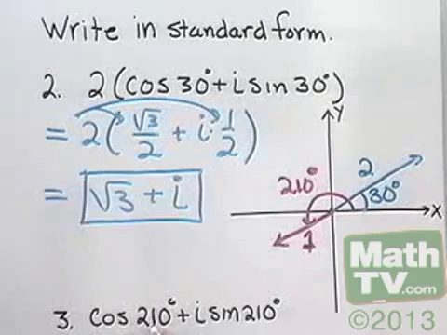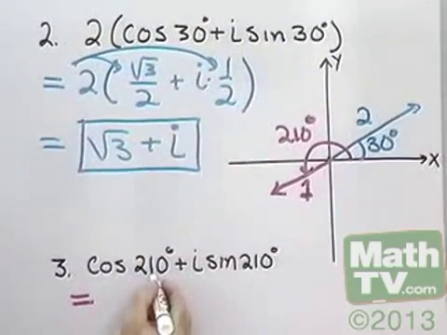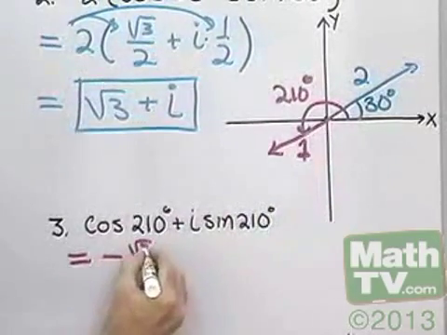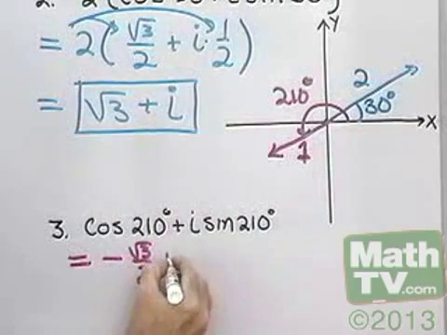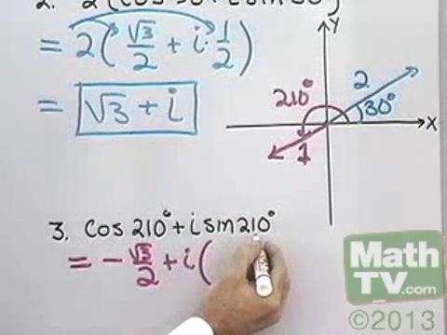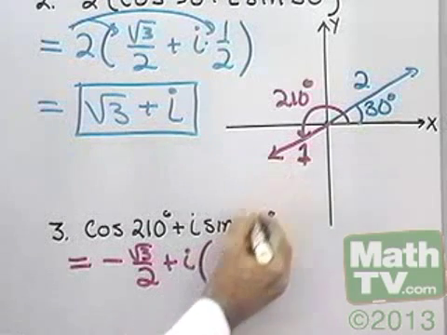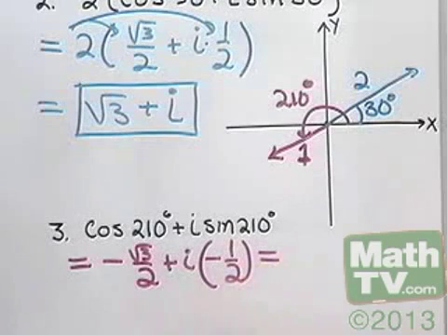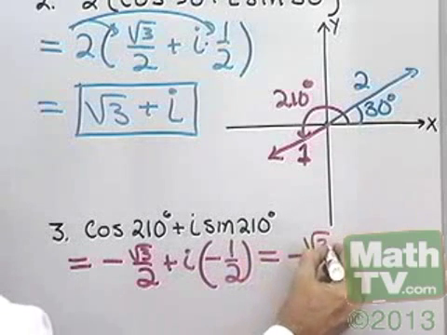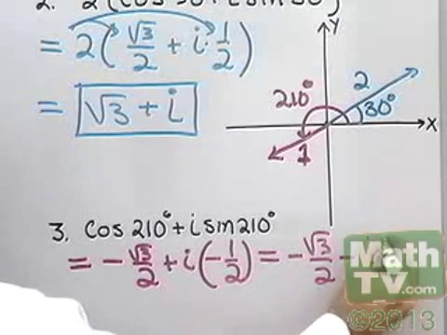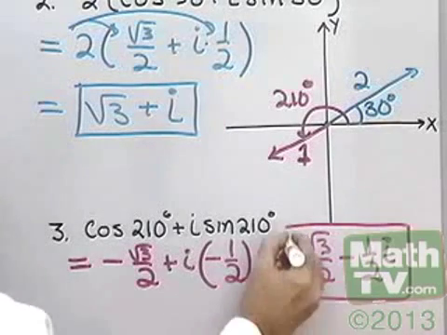Cosine of 210, well, the reference angle is 30 degrees. 210, you can see, terminates in quadrant 3. So I have negative square root 3 over 2 plus i times sine 210. The reference angle is 30. Sine of 30 is 1/2, and in quadrant 3, it's negative, so negative 1/2. So I end up with negative square root 3 over 2 minus 1/2 i for that complex number written in standard form.